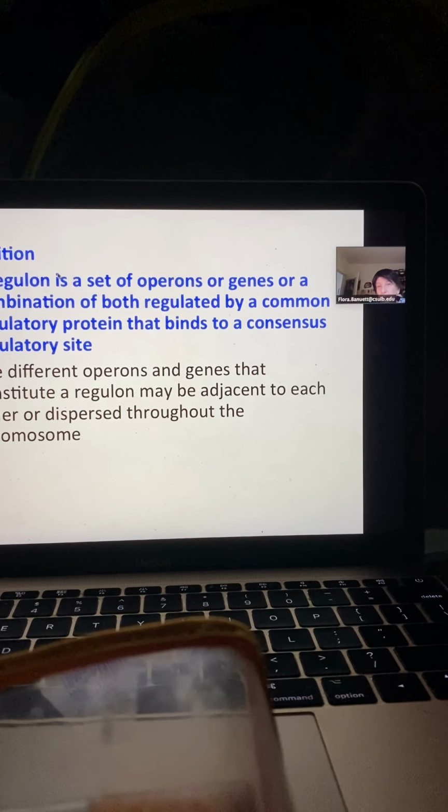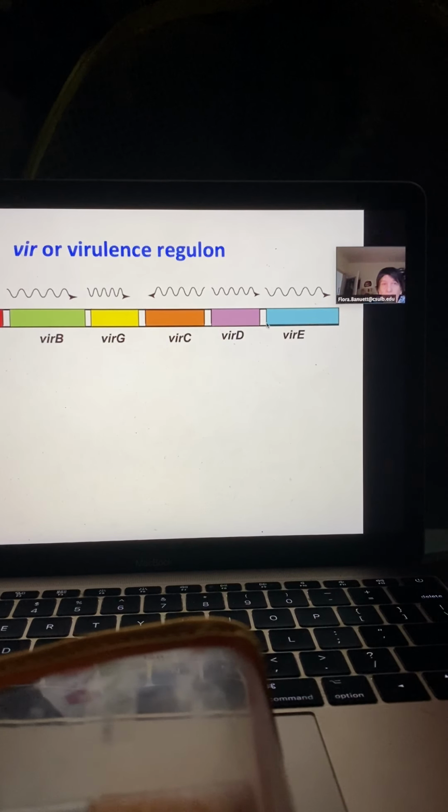So the different genes and operons that constitute a regulon may be adjacent to each other, or they may be in different parts of the genome. They do not have to be together. But in this case, they are together because they are part of a plasmid, and the plasmid is just not that big.